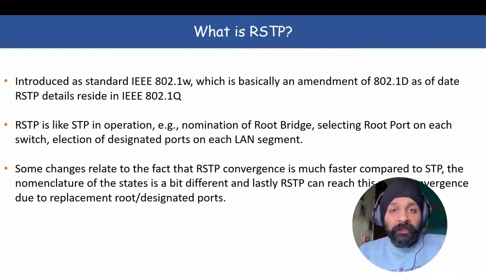Compare it to STP. In STP, if you lose your root port or the designated port, the convergence has to take place again. Why? Because there is no backup listed and it has to go through listening and then learning. This can take up to 50 seconds. So in RSTP, this does not happen. In RSTP, the convergence is very fast because of the alternate port and the backup designated port.